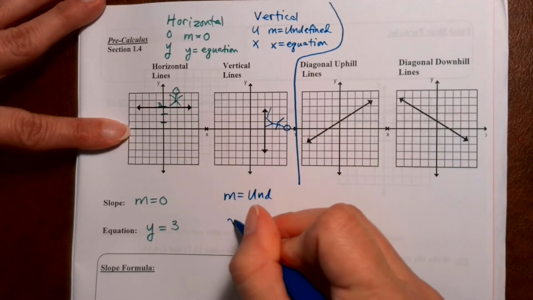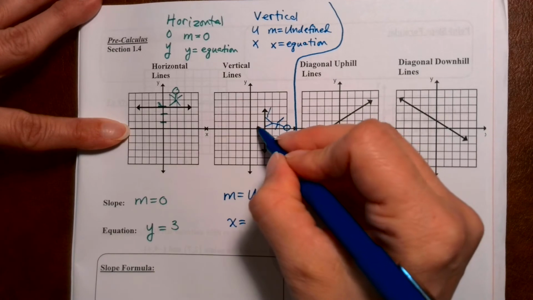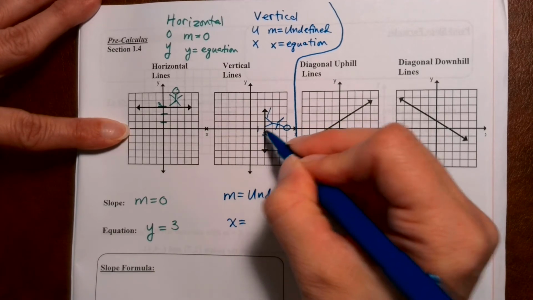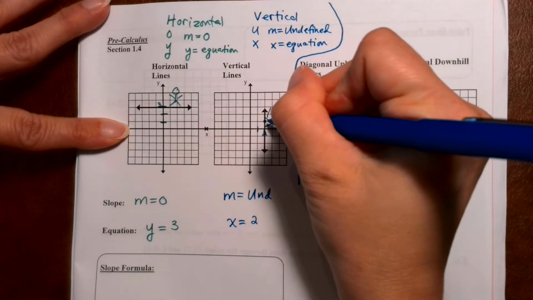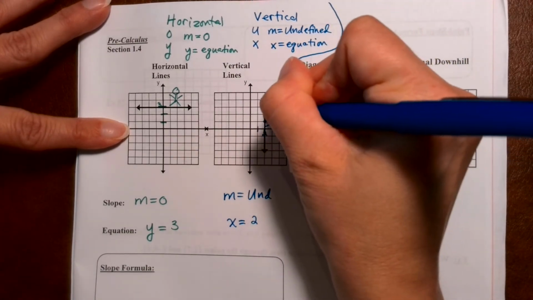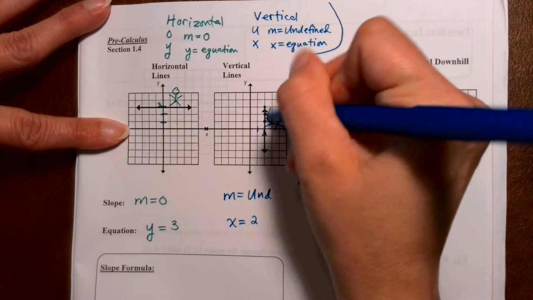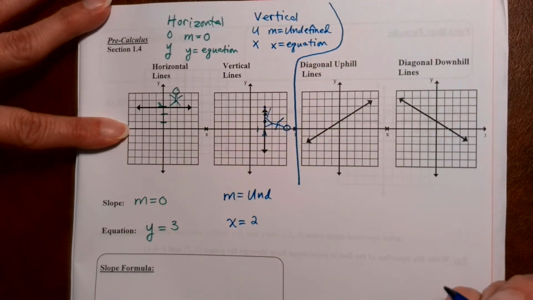What's the equation? X equals, I look at the x-axis, and it's touching a value of 2. X equals 2. Another way you could do this is take a look at all the points. This is the point (2, 1), (2, 2), (2, 3). All of the x values have a value of 2.